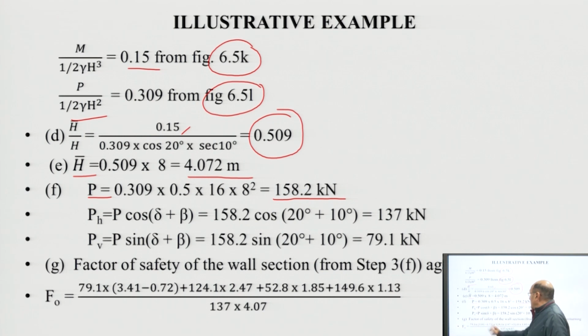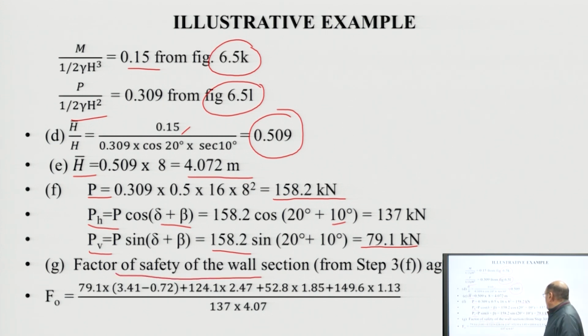And from this we can calculate PH by P cos delta plus beta, that is 158.2 cos 20 plus 10, that will be 137 kilonewton, where PV is P sin delta plus beta, that will be 158.2 sin 20 degree plus 10 degree, that will be 79.1 kilonewton.